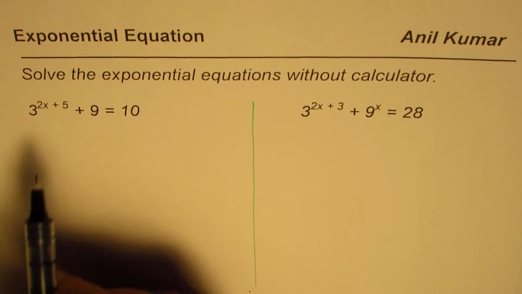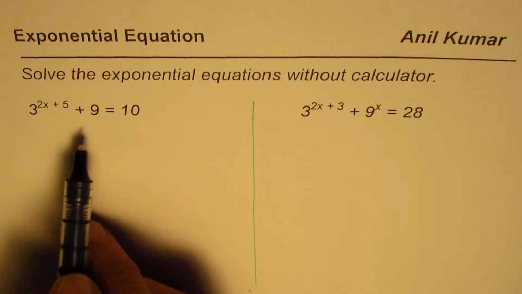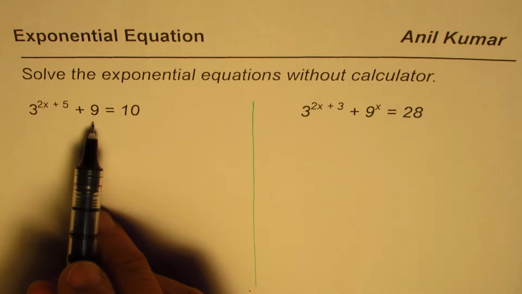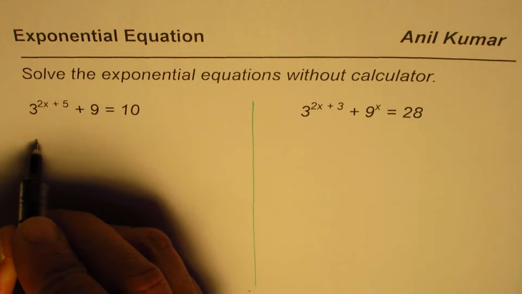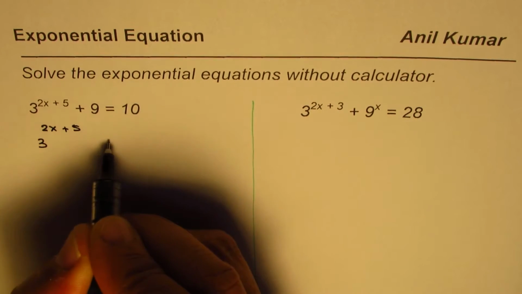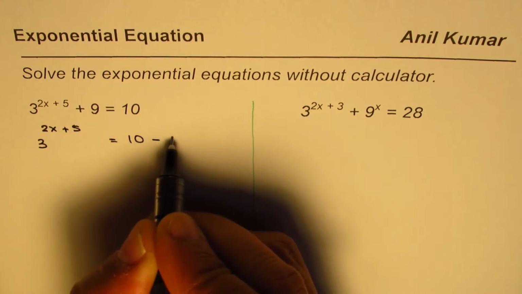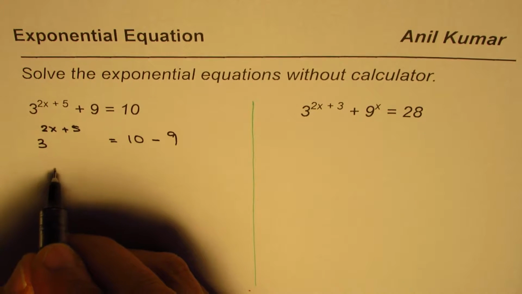Okay, now here we have 3 to the power of 2x plus 5 plus 9 equals 10. It will be better if I do not write 9 as an exponential with base 3. In this case, we should just rearrange. So we have 3 to the power of 2x plus 5 equals 10 minus 9. That is a better idea. You know, sometimes we overdo and make things complicated. So with a purpose, I've taken this example. Okay, so now I think it becomes simpler.